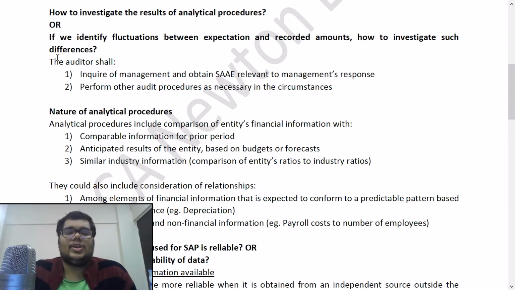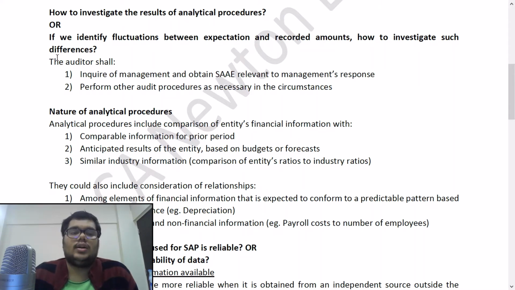Now, next question. This is an important question. How do we investigate the results of analytical procedures? Or another question is, if we identify fluctuations between expectation and recorded amounts, how do we investigate such differences? How do we investigate the reasons for differences between the expectations and the actual amounts? This is a very important part of SAP, because you will always have certain variances, and you will have to investigate why these variances are there, to be able to get sufficient appropriate audit evidence.